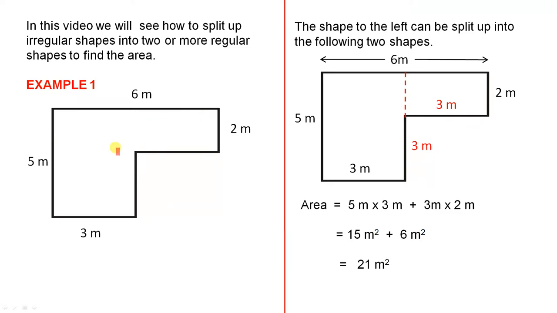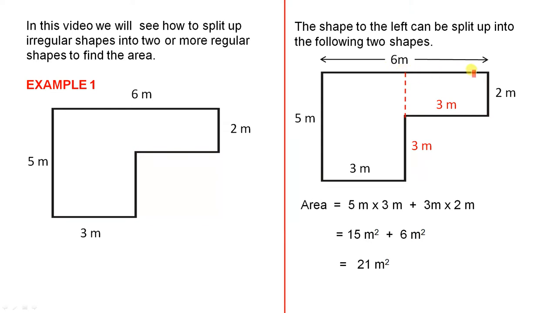Now we can see some rectangles here, so the trick is to split the shape up into two separate rectangles. So I've put the dotted line there. So those two shapes are exactly the same, but I've split them up into two separate rectangles. So this rectangle here to the left, it's quite easy to see that that's 5 meters by 3 meters. So that's straightforward. This one here, we just have to do a little bit of working out.